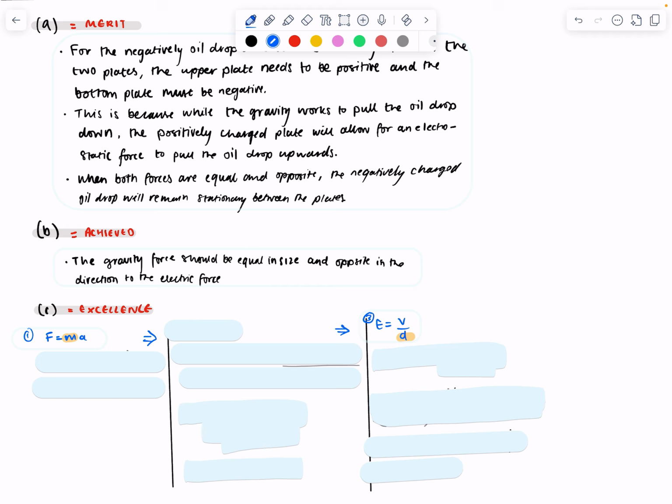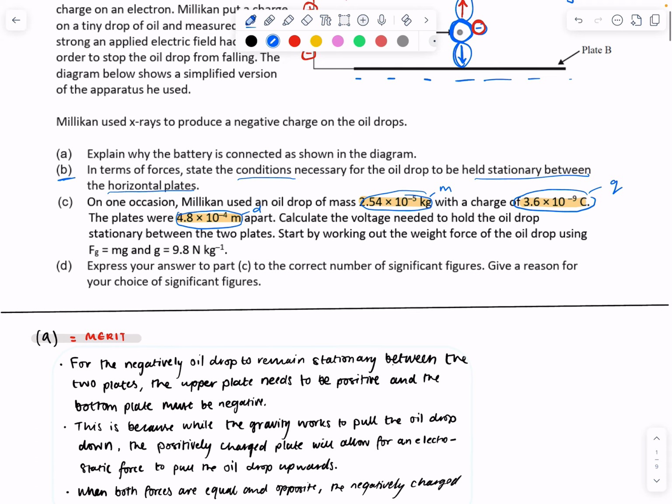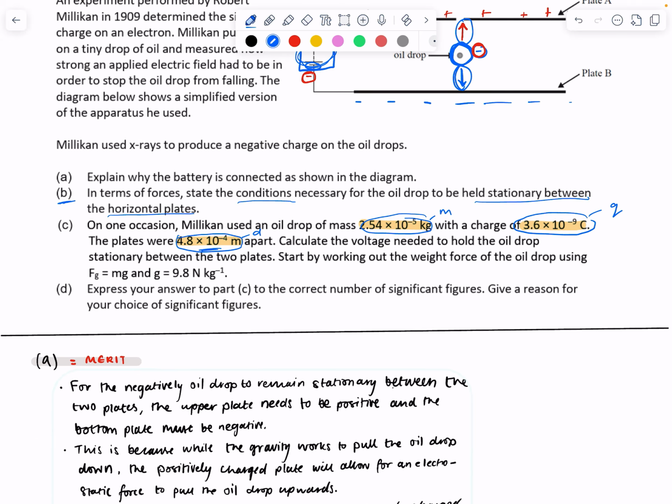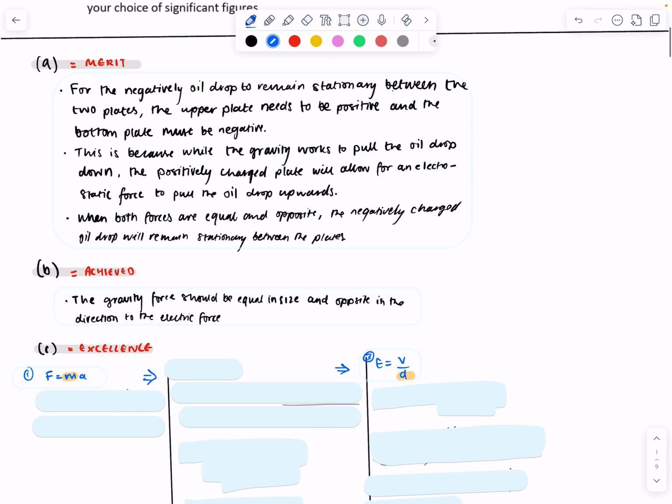If you look at your formula sheet, the equation that incorporates voltage and uses the information the question has given us is E, which is electric field strength, equals voltage over distance, okay? In order to work out voltage, we have the distance, which is provided over here, but what we need is the electric field strength. With electric field strength and distance, we can rearrange this to find the voltage.